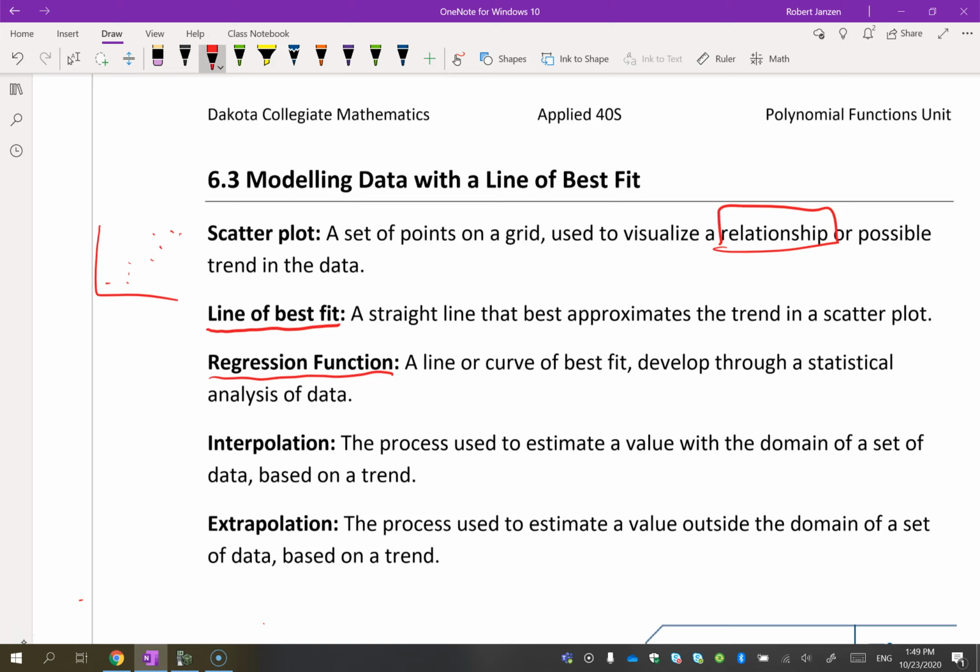Now it says that it finds these lines through statistical analysis of the data. The calculator can do that for us. And then once we have those lines of best fit, we can make interpolation or extrapolation, in other words, estimating based on the graph that we're given.